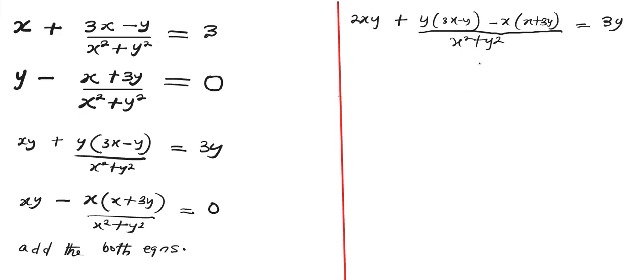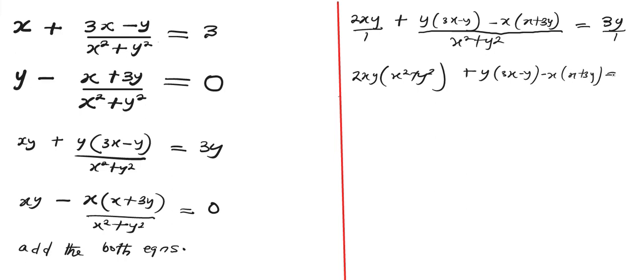The next step will be for us to use this denominator and multiply everything here, okay? So this is over 1 and this is over 1. If we use this to multiply this, we are going to have 2xy(x squared plus y squared) plus y(3x minus y) minus x(x plus 3y) equals, this will also multiply this, 3y(x squared plus y squared), okay? So if we use this to multiply everything here, this is what we are going to have, all right?